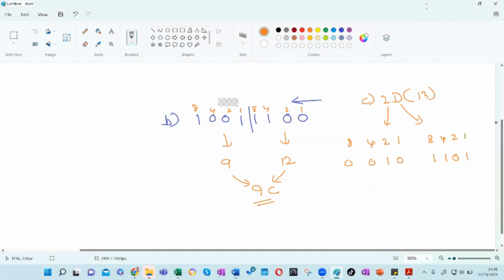And you write the answer: 0, 0, 1, 0, 1, 1, 0, 1. If they don't want an 8-bit number, you can omit the 2 zeros. Otherwise, just keep the 2 zeros. So this is the answer. Is that correct? You also do it. Anyone? Yes, it's correct. Right, okay.